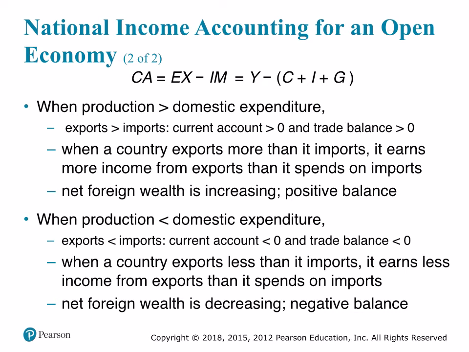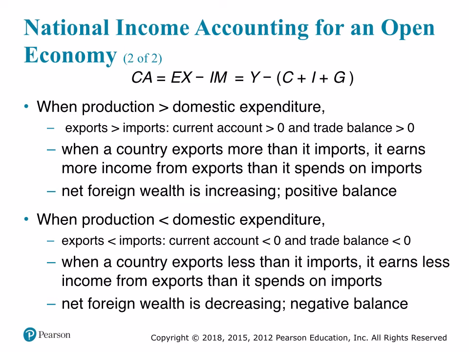And the second assumption is that when production is less than domestic expenditure and exports are less than imports, the current account is smaller than zero, meaning negative, and the trade balance is also smaller than zero, meaning negative. When a country exports less than it imports, it earns less income from exports than it spends on imports. Therefore, we say that the net foreign wealth of the United States is decreasing, or the current account and the trade balance are negative.